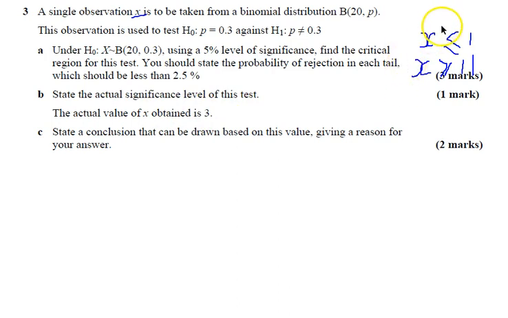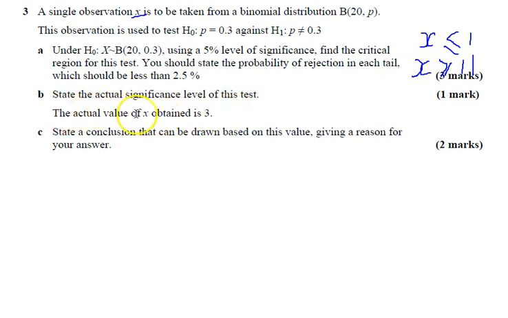Because if those are the limits, if we're saying it has to be 0, 1, or 11 or more, then the probability that you're in those sections is just adding those probabilities together. And that's literally what you do for 1 mark. That's what you've got to do.